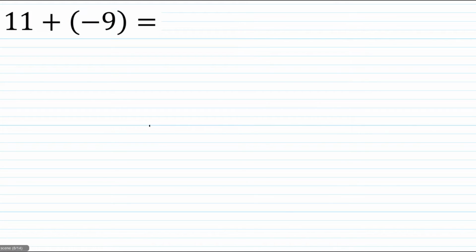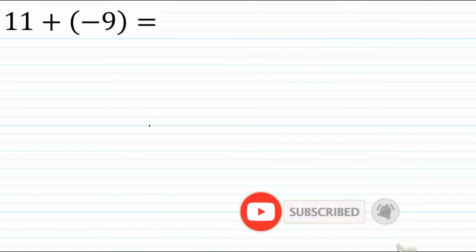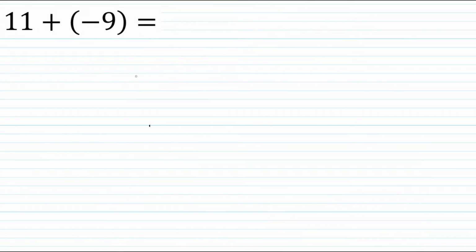So I have here 11 plus negative 9. So ang sabi sa rule is we subtract the numbers if they have different signs. Since 11 is positive and negative 9 is a negative number, we subtract the 2. So perform natin yung basic subtraction. So we have 11 minus 9. So we know that 11 minus 9 is 2.